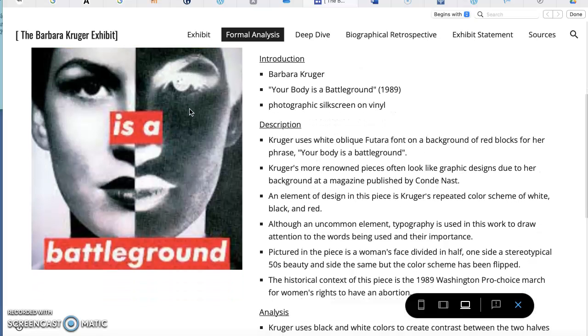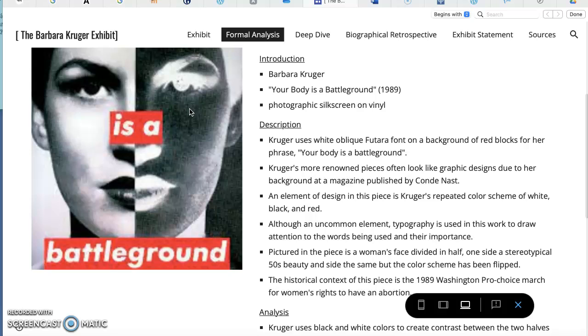Description: Kruger uses white oblique Futura font on a background of red blocks for her phrase, "Your body is a battleground." This is also like her common use of font on her pieces, so it's a repetition pattern. Kruger's more renowned pieces often look like graphic designs due to her background at a magazine published by Condé Nast.